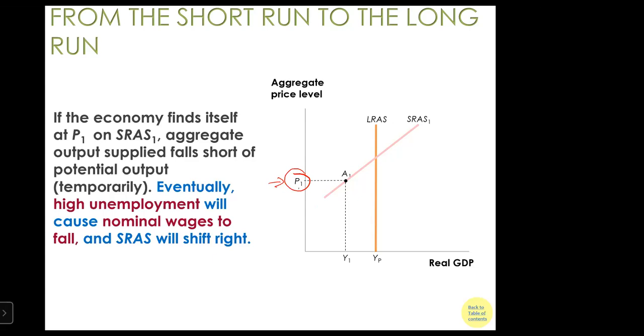So we are at P1. Similarly, you can find that your actual production is Y1. And clearly, Y1 is less than YP.